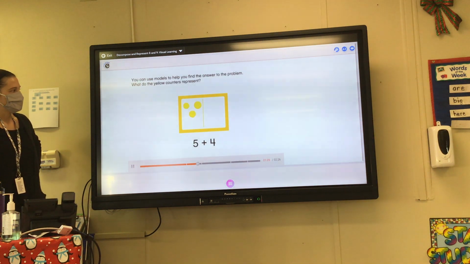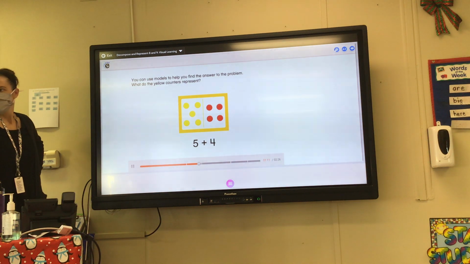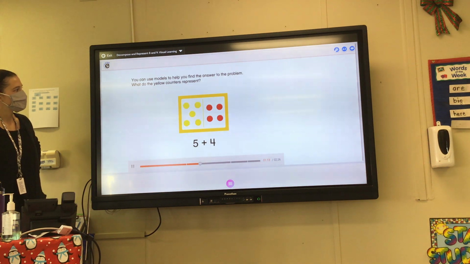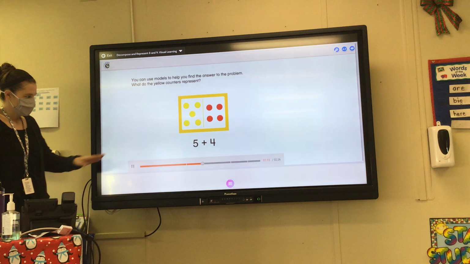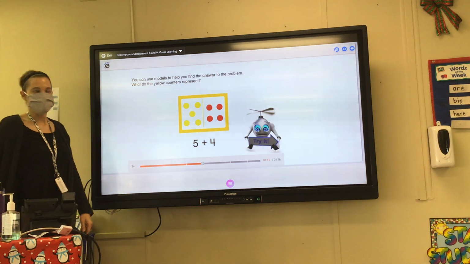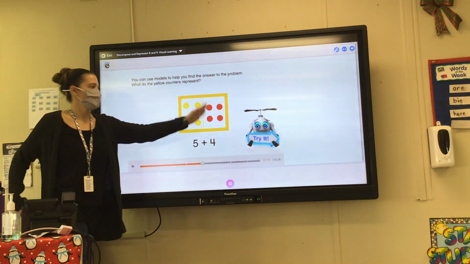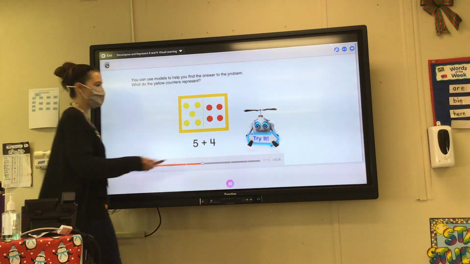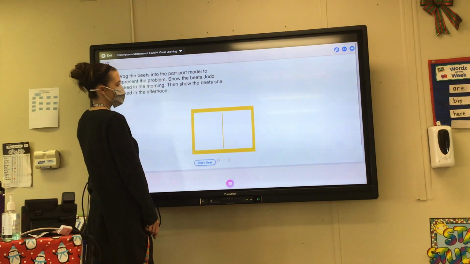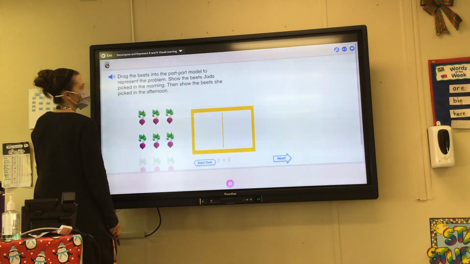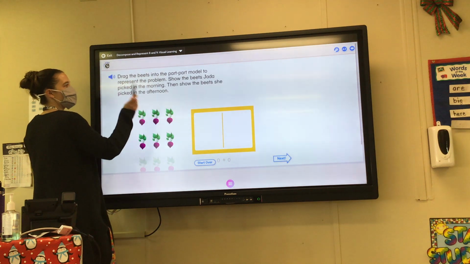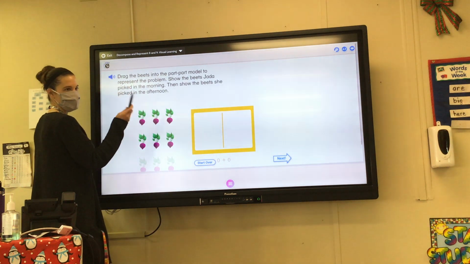You can use models to help you find the answer to the problem. What do the yellow counters represent? The 5 beets, right? And what do the red ones represent? 4 beets. All right, let's try it. Drag the beets into the part model to represent the problem.